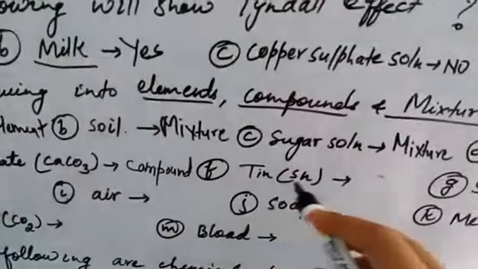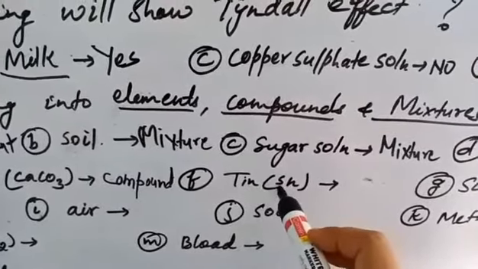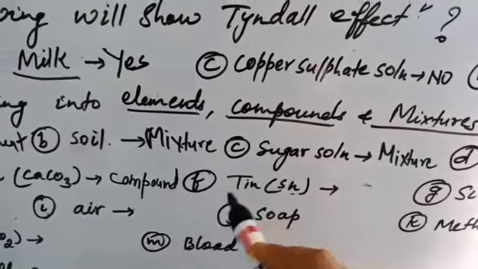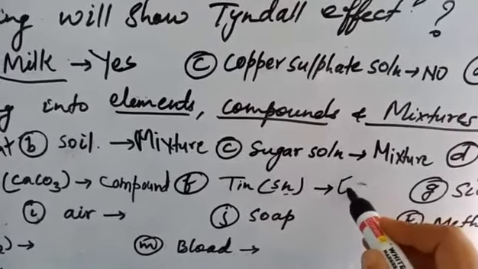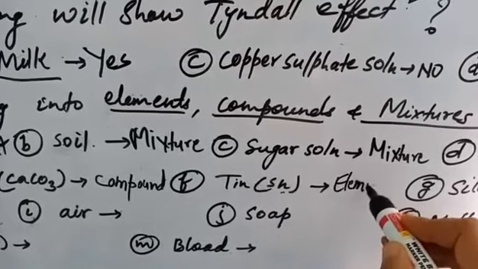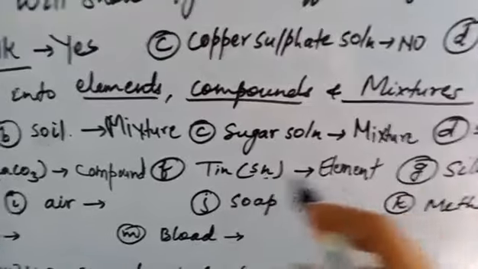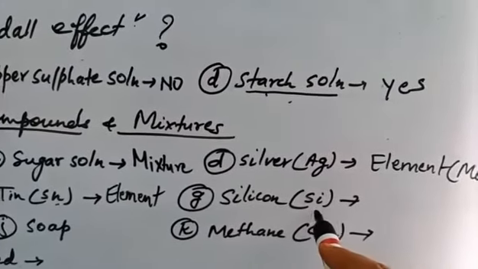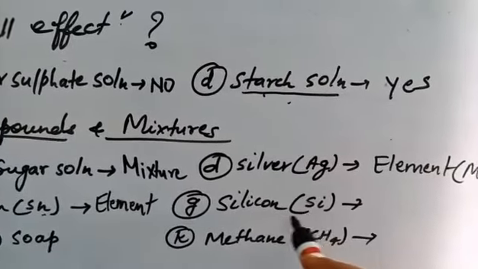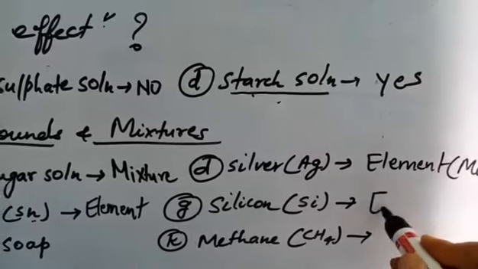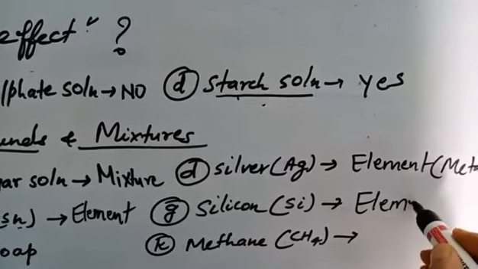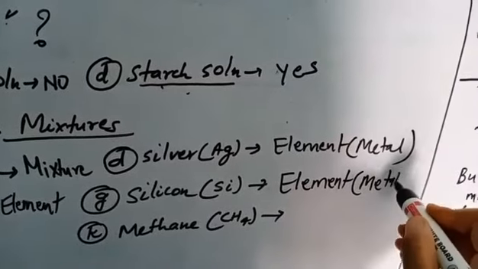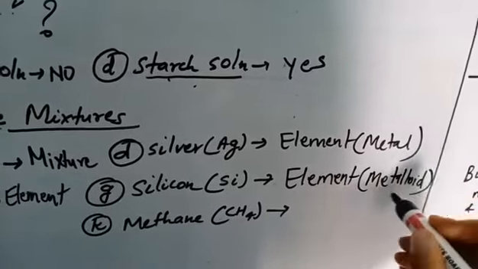Now you have tin. Symbol of tin is Sn. Okay, capital S, small n. So tin is also an element. It is also a transition metal. Now silicon is what? It is also an element. Which type of element is it? Silicon is a metalloid. Okay, you have studied now?